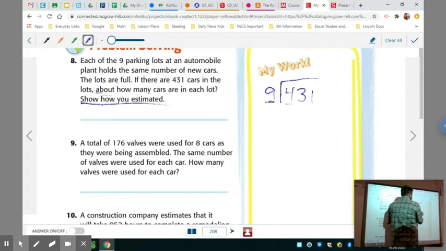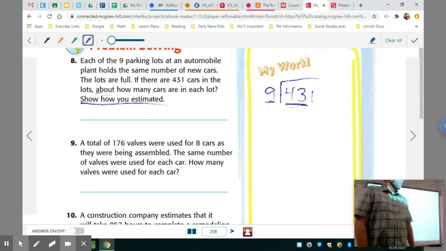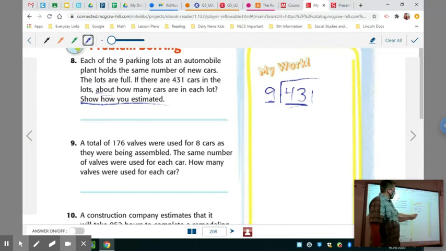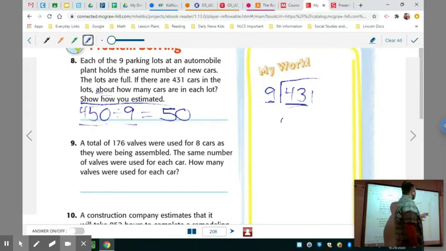9 doesn't go into 43 evenly, does it? So what numbers are we going to use to make it go into it evenly? Yeah, I think 450 would be the best, right? Do 450 divided by 9. And then how many times does 9 go into 45? 5. And then there's a 0 there, so 50, right? And we showed how we estimated by changing that to 450, so that would have counted for that one. All right, put that away. So go ahead and move on.